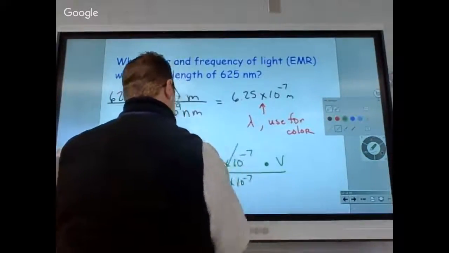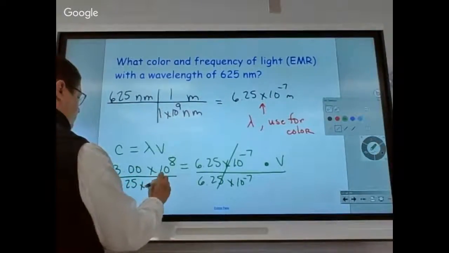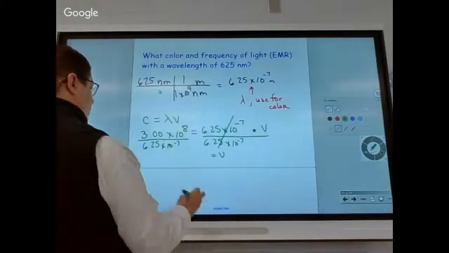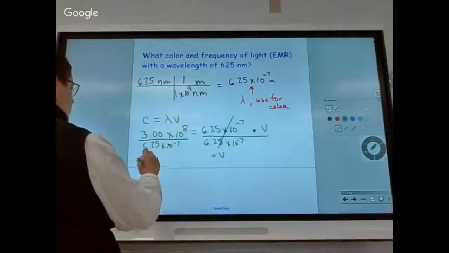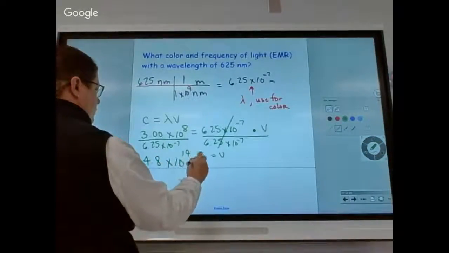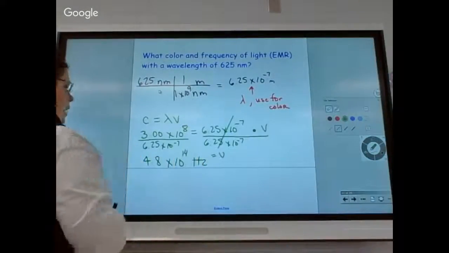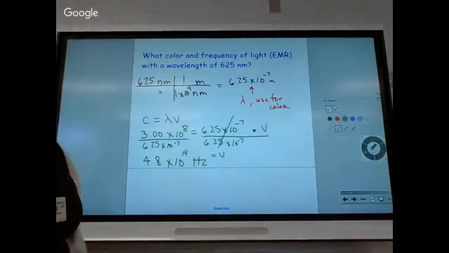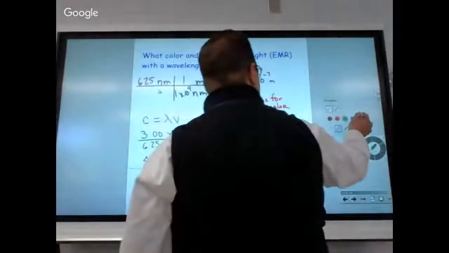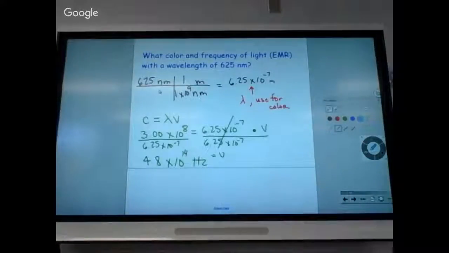Isn't that also blue? Anybody already divided that? Yeah. What was it? It was 4.8 times 10 to the 14. Okay. All right, so we got 4.8 times 10 to the 14th hertz. Okay, so to find the color, it's orange. I hear orange. Orange.